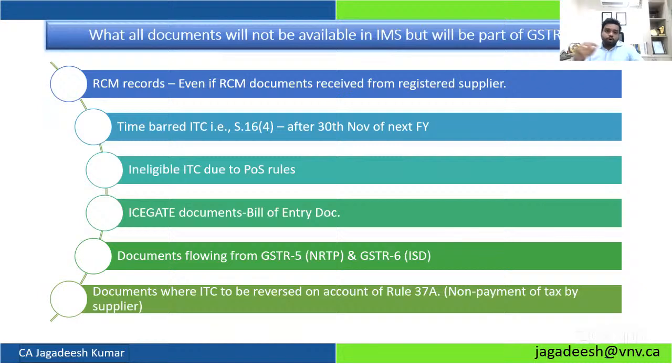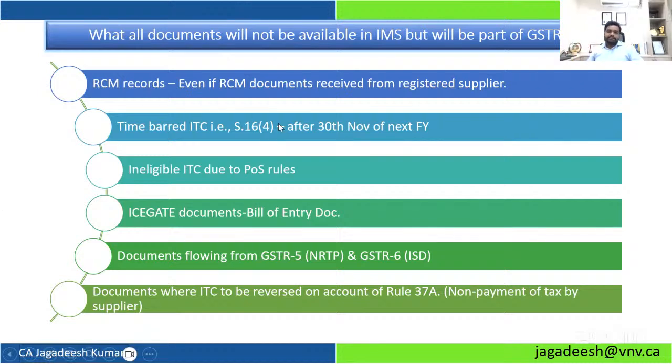So which documents will not be available in IMS, but will be part of my 2B? See, RCM records. If my supplier has reported an invoice under the RCM category, RCM as Yes, in that case it will not come to my IMS. It will go directly to my GSTR-2B, and from there to my 3B.